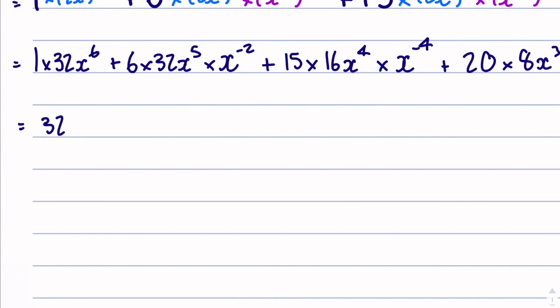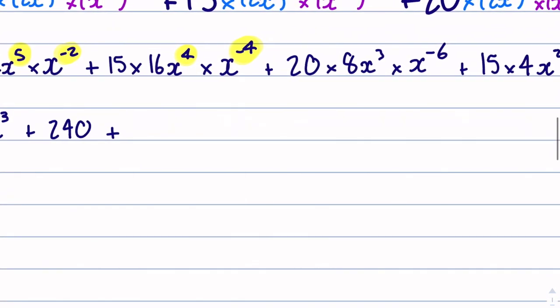So that's just 32x to the 6. 6 times 32, sorry, 192 x to the, now let's have a look, 5 plus negative 2, 3, plus 15 times 16, 240. Again, let's have a look. x to the 4, x to the minus 4. There's no x, because 4 plus negative 4 is 0. x to the 0 is 1. 240 times 1, 240.